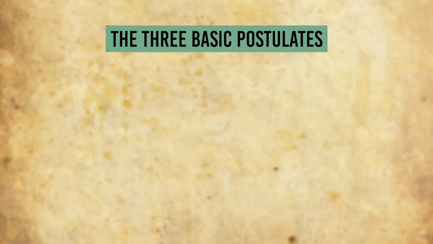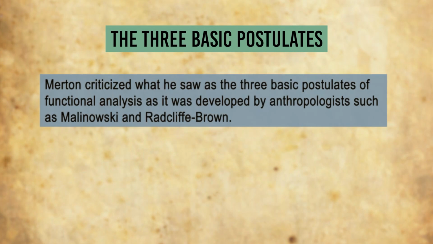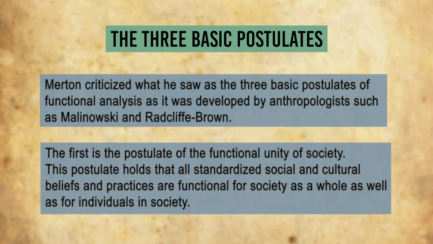What are the three basic postulates of functionalism that Robert Merton tried to challenge, and what are those? Merton criticized what he saw as the three basic postulates of functional analysis, as it was developed by anthropologists such as Malinowski and Radcliffe-Brown. The first is the postulate of the functional unity of society.